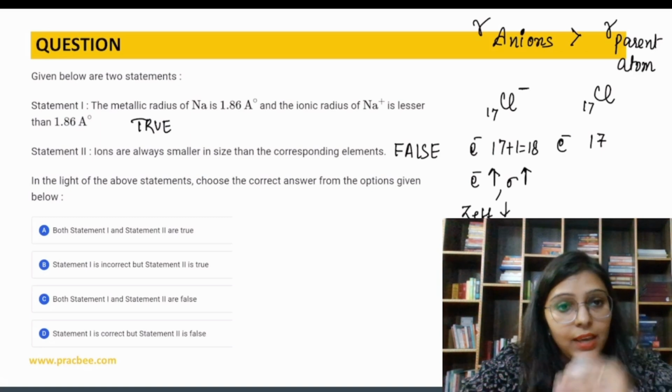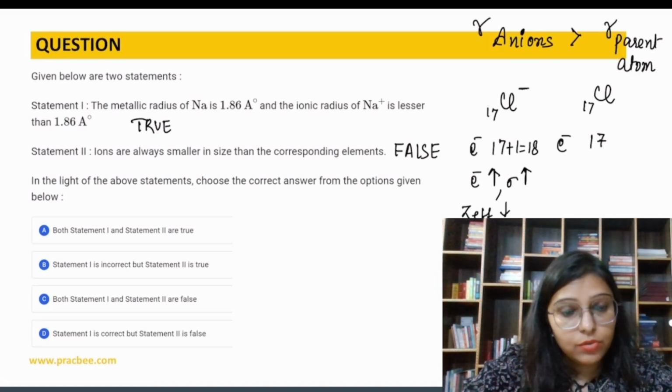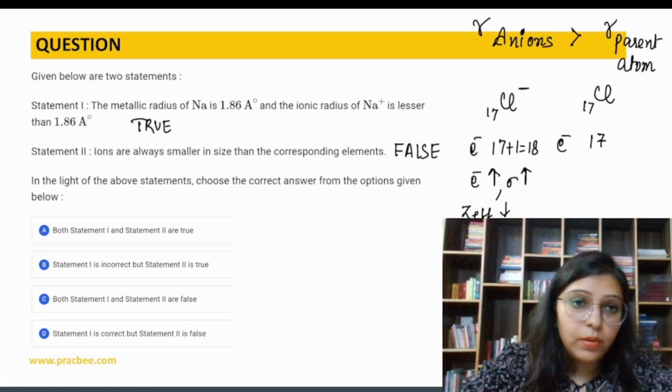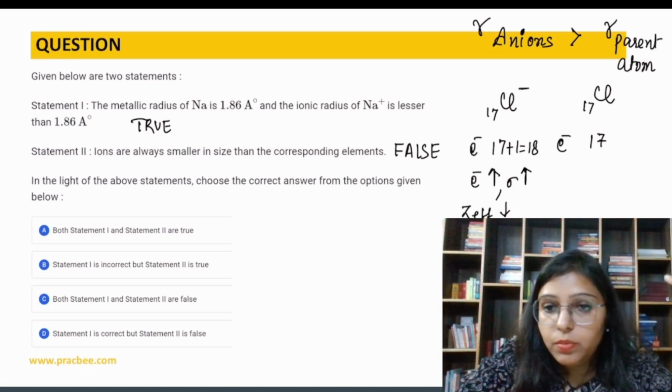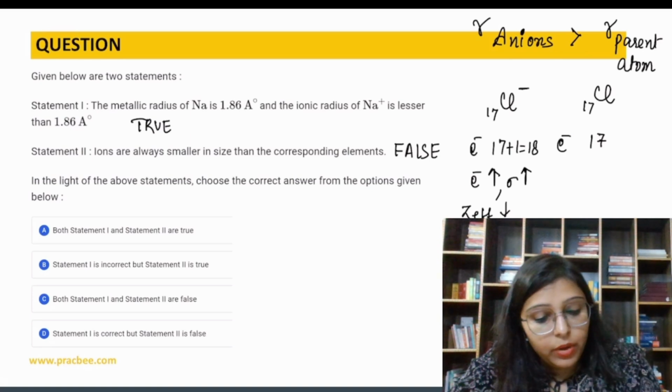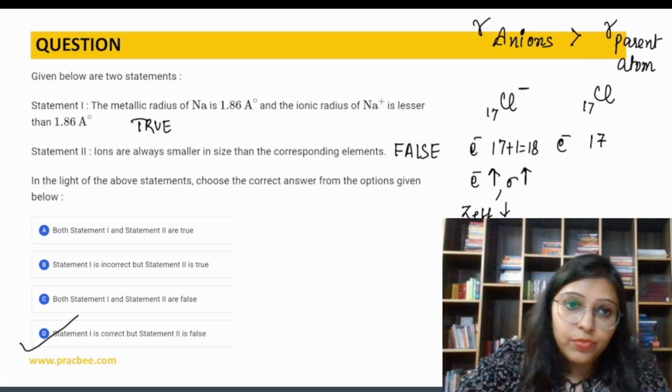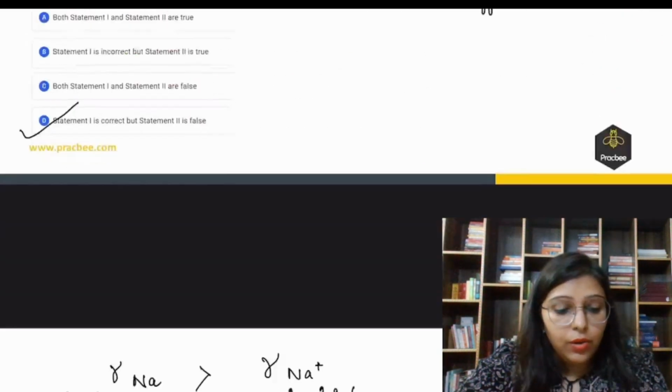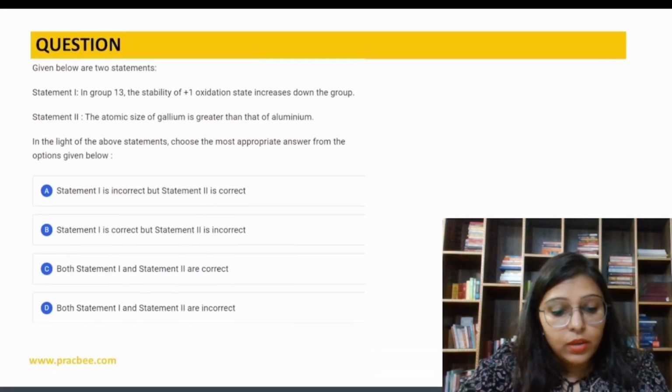Or we can say if chlorine accepts one electron then we have more electron-electron repulsion. And due to more electron-electron repulsion size is generally more. So statement 1 is correct but statement 2 is false. Okay. Now let's do the next question.